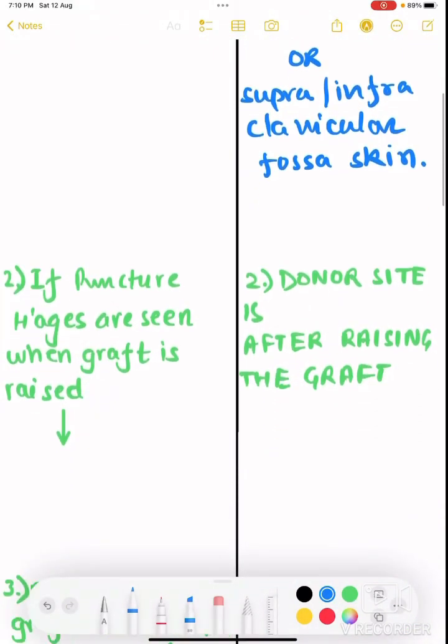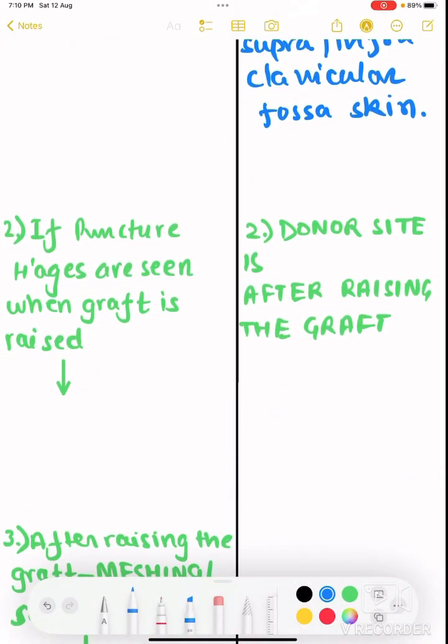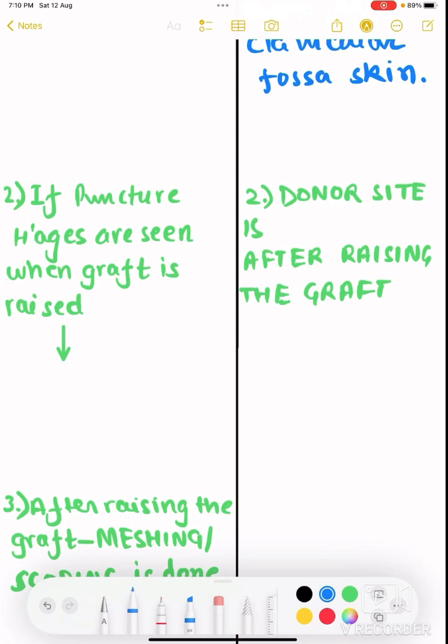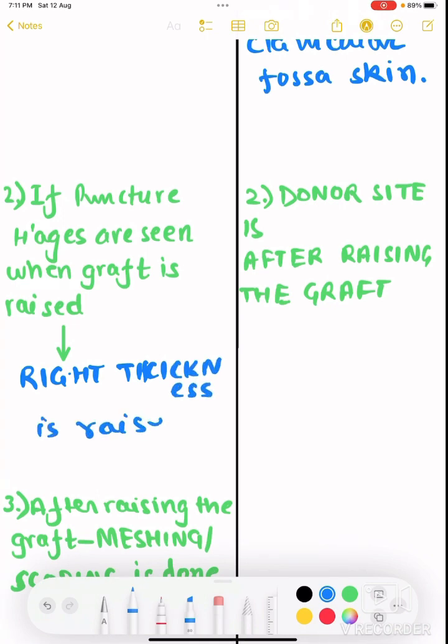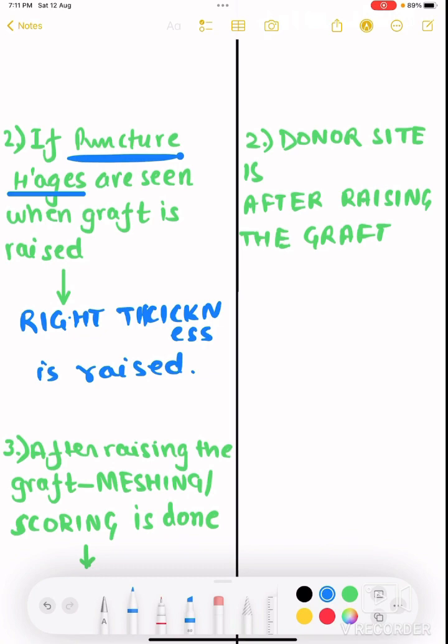Easy. Then if puncture hemorrhages are seen when the graft is raised, what does it mean? That right thickness of the graft is used. If you can see puncture hemorrhages, it means that right thickness of the graft is raised, right? It is a good sign that puncture hemorrhages can be seen.